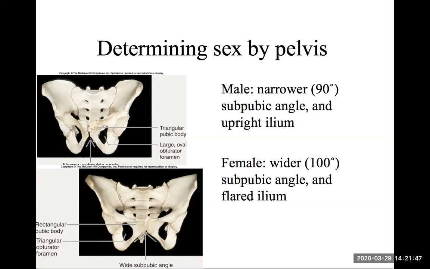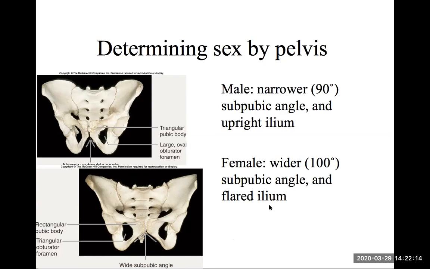2 pubic bones meet. If that angle is less than 90 degrees, so 90 degrees is a right angle, then that's going to be characteristic of a male pelvis. And that is usually really easy to recognize. If that angle is above 100 degrees, so more than a right angle, then that's a female pelvis.